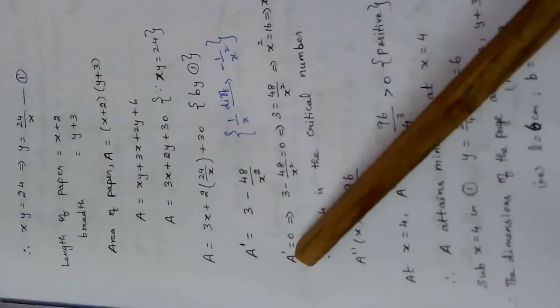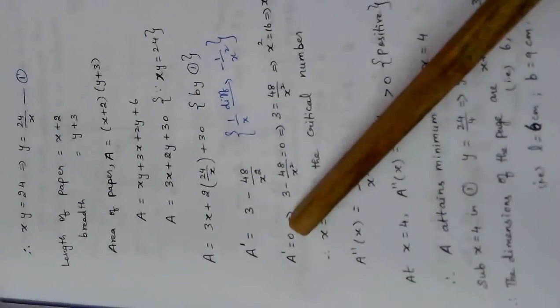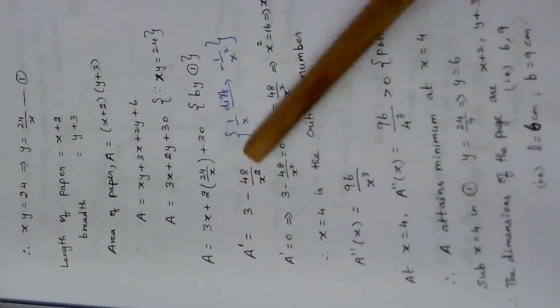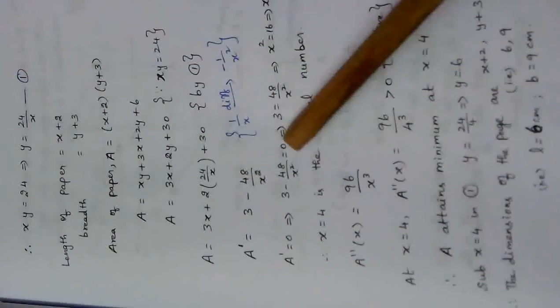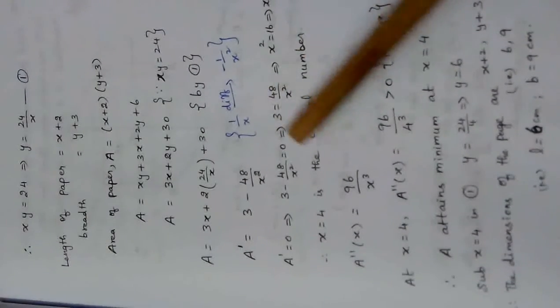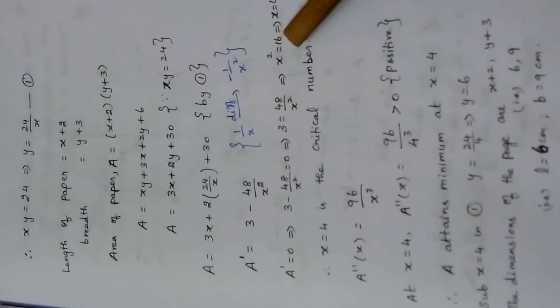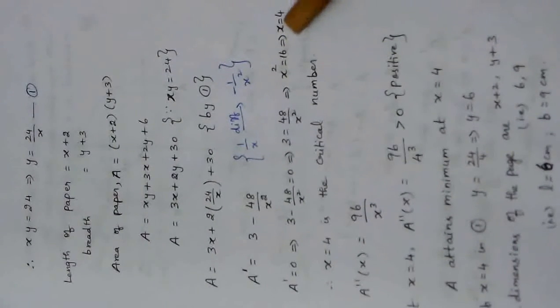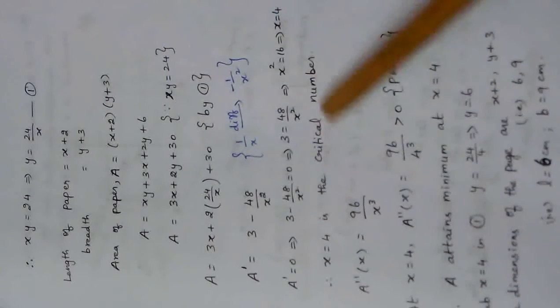So after finding first derivative, put equal to 0. So this equal to 0. Bring this to other side. 3 and 48 if you cancel, 16 you will get. So x square equal to 16, which means x is equal to plus or minus 4 will come, but we will take only positive value because x means length. So we will take only 4, which is called critical number.